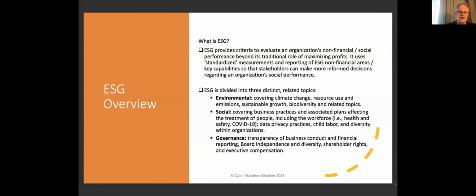It's important to be aware of them. So as we go forward, what is ESG? So the first component of ESG is the environmental component. And this covers climate change, resource use and emissions, sustainable growth, biodiversity, and a number of other related topics.